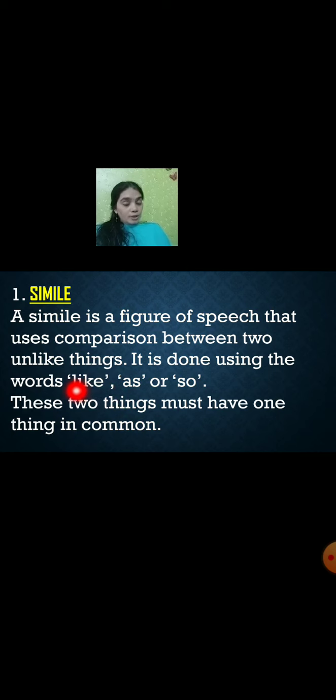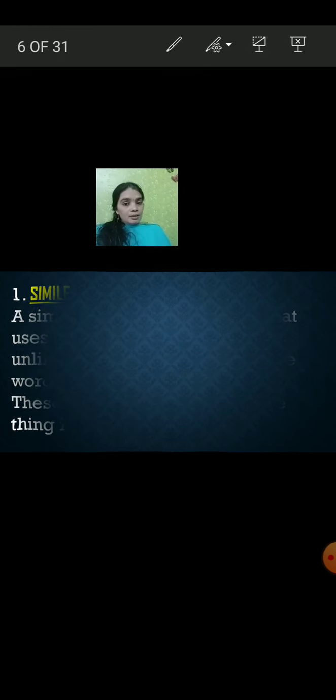So what is simile? It is a figure of speech that uses comparison. It means we are going to compare two unlike things, and it is done using the words like, as, or so in the sentence. When we are comparing two things, these words will be used. Now let's see the examples so that you will understand in a better way.